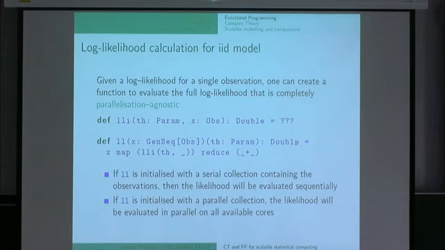I don't have to change my algorithm when I want it to run in parallel. I don't have to change my algorithm when I want it to run on a big cluster in the cloud. I use exactly the same code, exactly the same algorithm. The context comes from the map and reduce operations that are associated with the type of parallel collection that I'm using. All right, so that's a little bit of a taste.